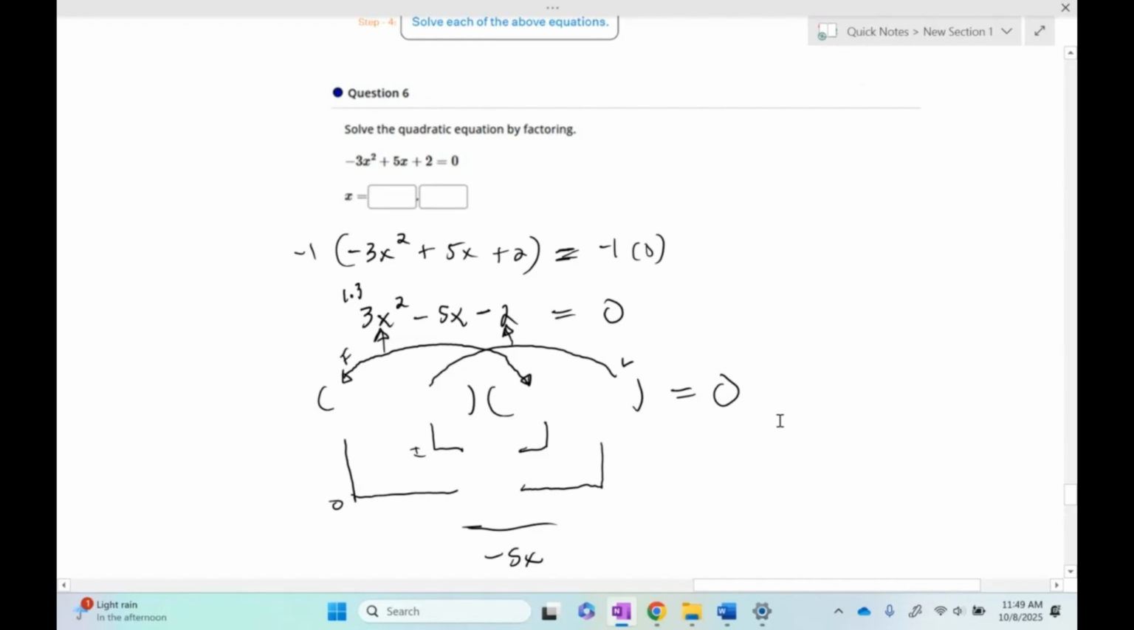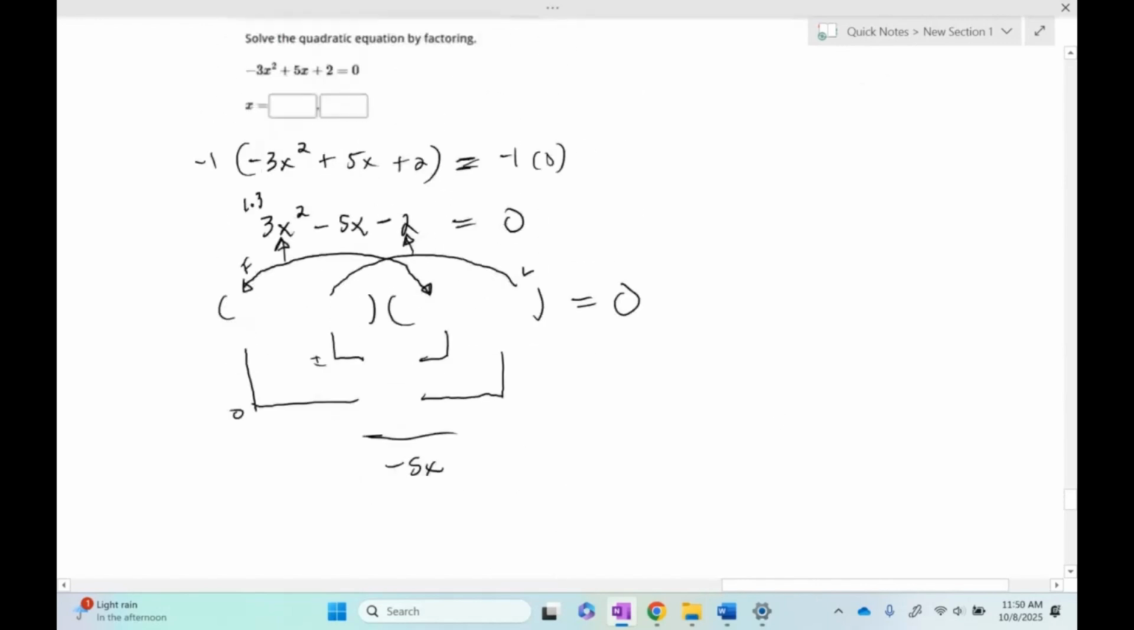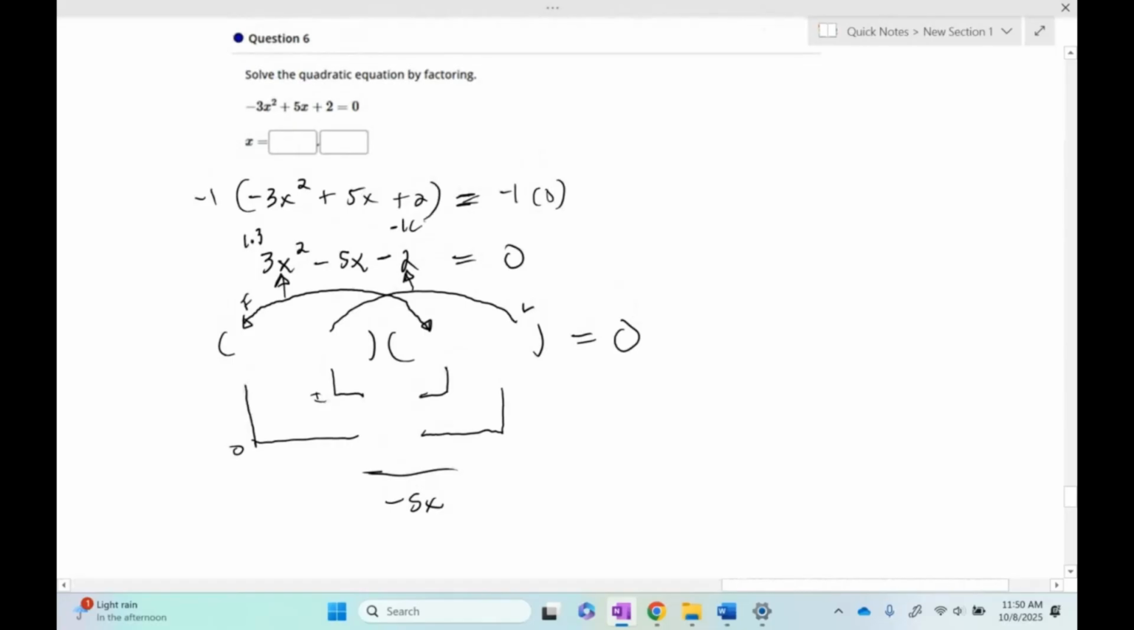But since I have a -2, I could have a -1 times a +2, or I could have a +1 times a -2. So I'm just limiting the amount of numbers I'm using. I'm only taking factors of the first term, which is 3, and factors of the last term. Since there's only 2 factors of 3, I'm going to put 3x in the first set, and I'm going to put x in the second set, because if I multiply 3 times x, what is it? 3x squared.